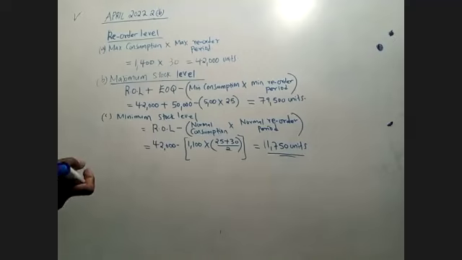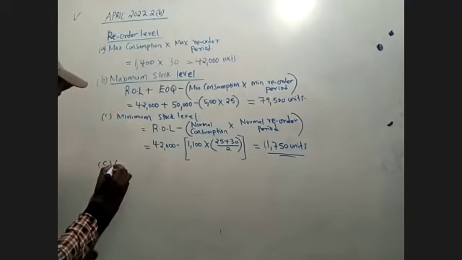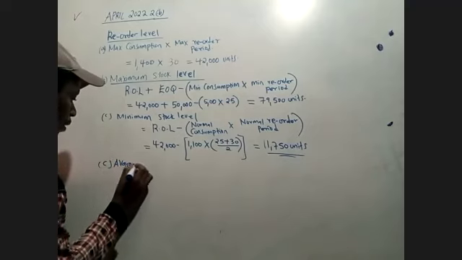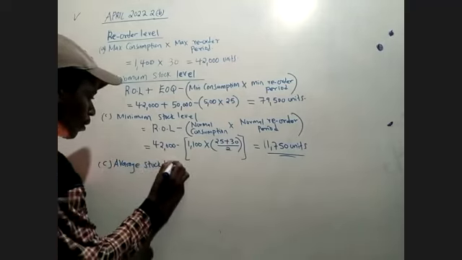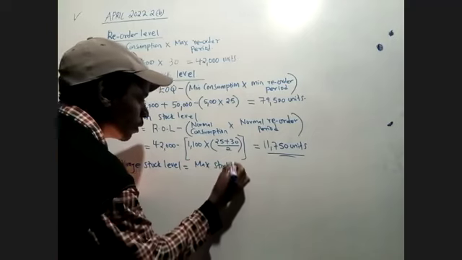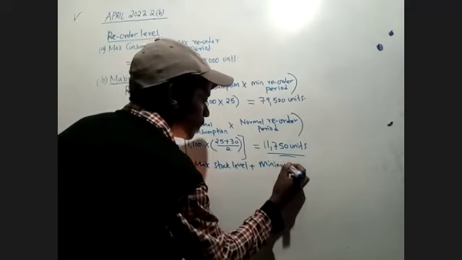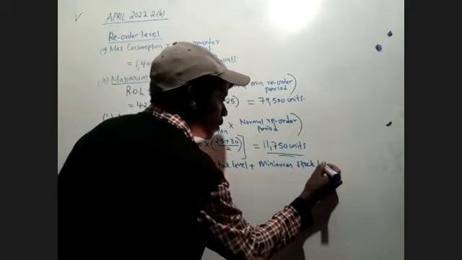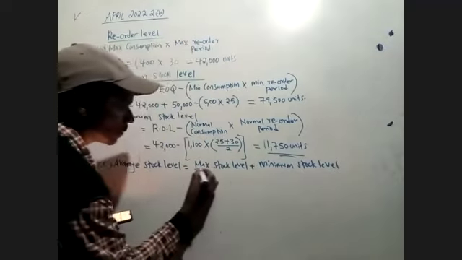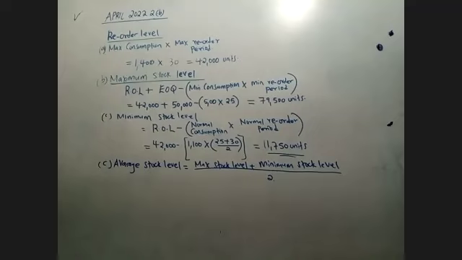Let us go do 3B. Remember, I think that is all. Average stock level. Number C. Average stock level is equals to maximum stock level plus minimum stock level divided by 2. So maximum stock level plus minimum stock level divided by 2.